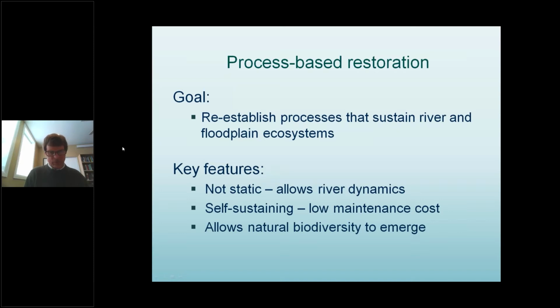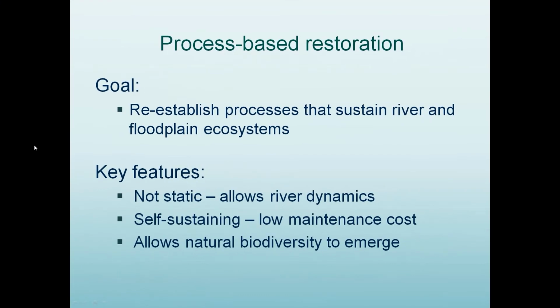Some key features of process-based restoration, which of course stage 0 very much is, it's not static. So once you get the processes in place, they maintain the river ecosystem, or at least the physical parts of the river ecosystem on their own. So it's self-sustaining. You shouldn't have to go back in and do maintenance and things like that. And a key feature also is that it allows natural biodiversity to emerge. So one issue that comes up is in a lot of places we have multiple species listed or of concern, and it's difficult to prioritize across species. So one thing that process-based restoration does is allow each location to support the species that it's capable of supporting.